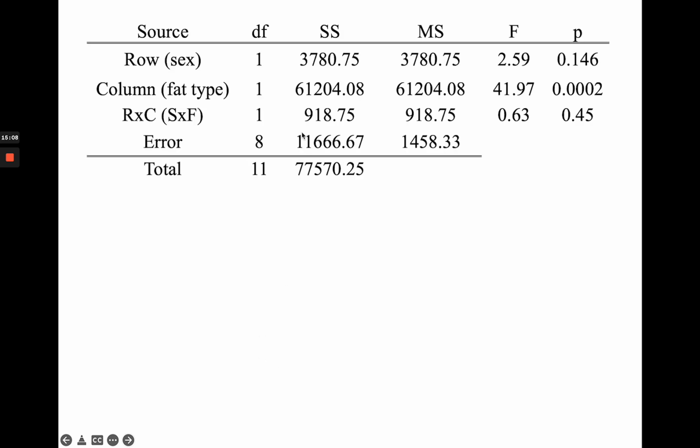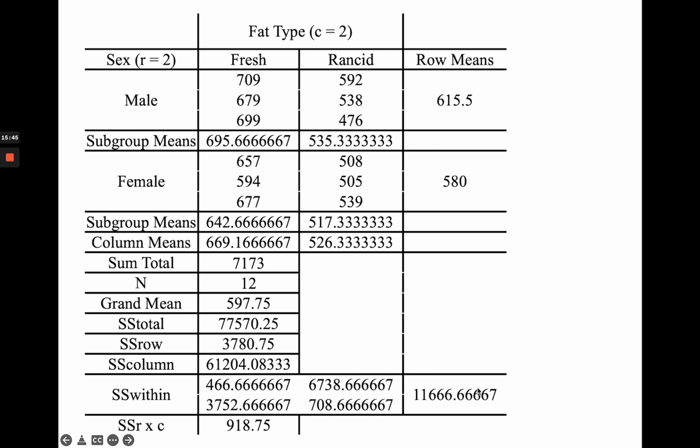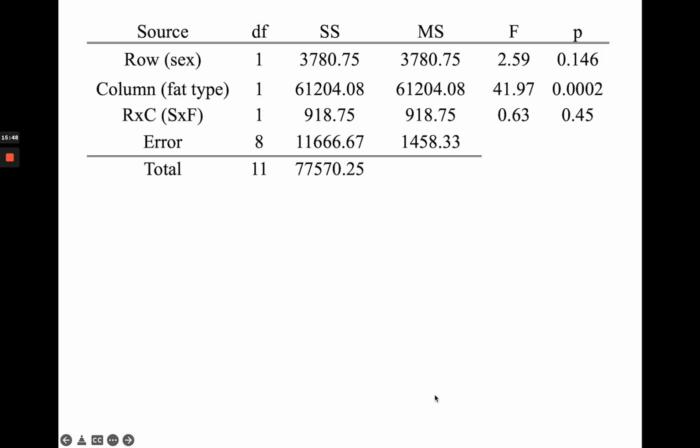Then we have the row by column interaction, the sex by fat type interaction. That's the degrees of freedom is 2 minus 1 times 2 minus 1, so that's 1 times 1 is 1. And then the error degrees of freedom is the number of rows times the number of columns times n minus 1, the sample size minus 1. And so that would be 2 times 2 times 2, which is 8. And so the degrees of freedom are correct. And that was 11,666.67, which is found right here from the previous page of calculations.